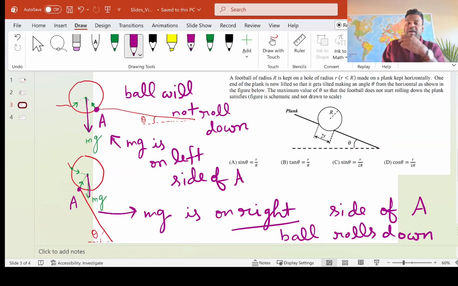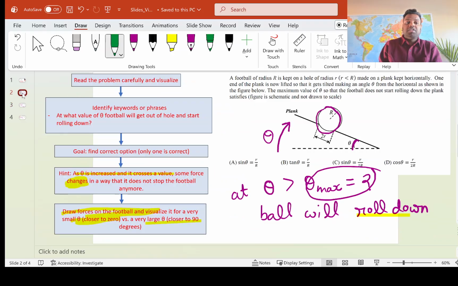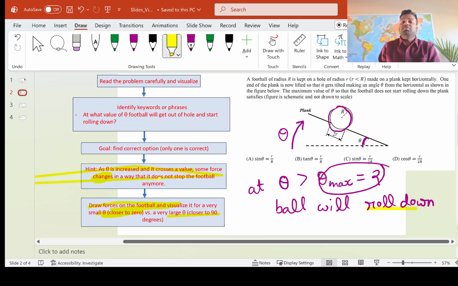Now if you go back and want to think more, only mg will create a torque. Mg will roll it like this, and here mg will roll it the other way, so the ball will not slide down. So again, the most important thing is to understand that something will change at a particular value of theta. And once you figure that out, you have solved the problem.